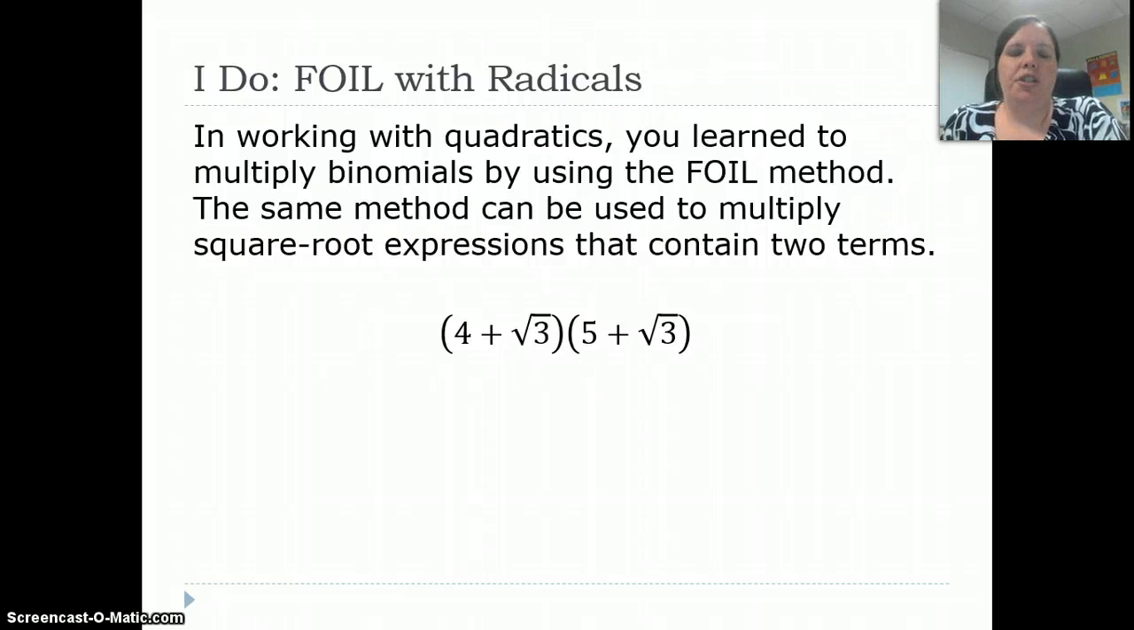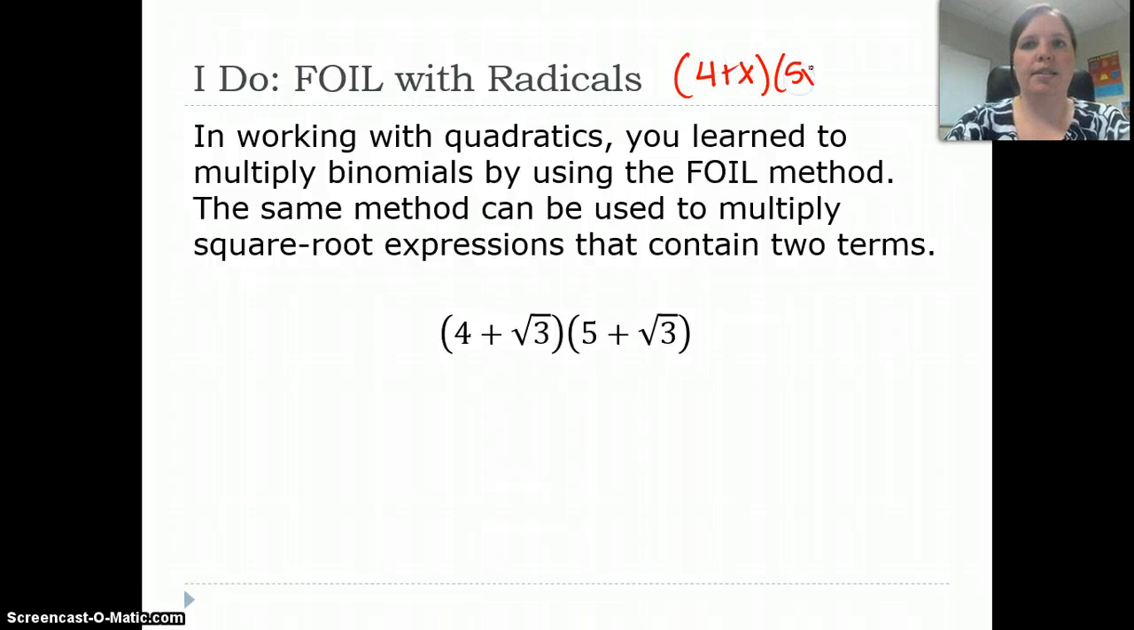The last multiplication here, the only place that gets any more complicated, is, what other multiplication have we done? We've done foiling, or double distributing. So the same method that you could do with 4 plus x times 5 plus x is the same process we'll use here.